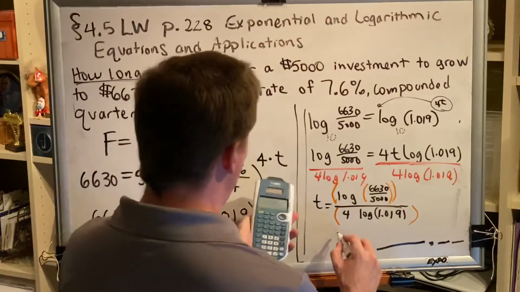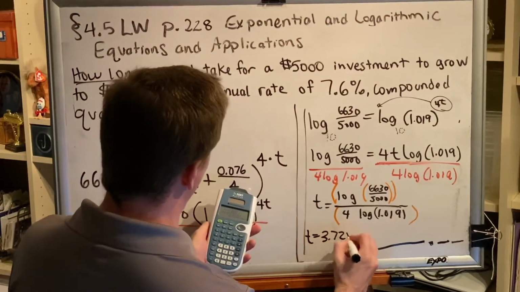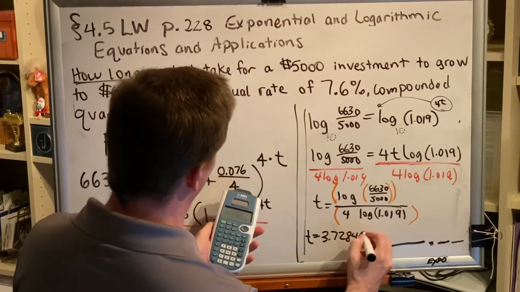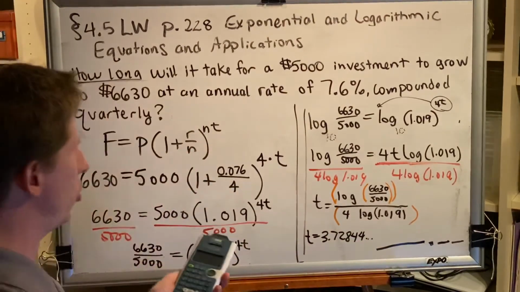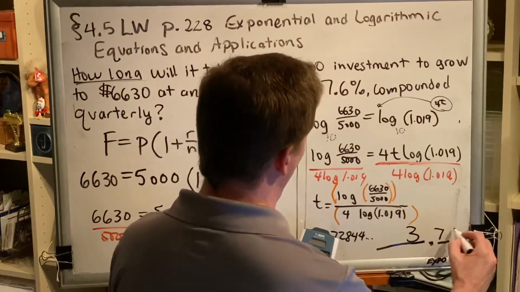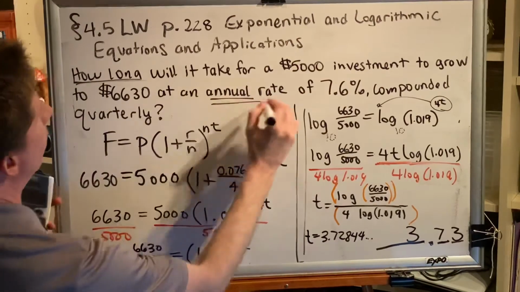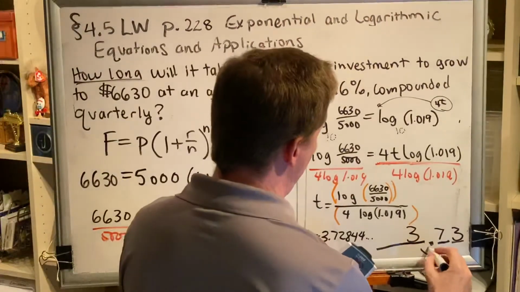So this tells me that t is equal to 3.72844, etc. And rounded to 2 decimal places, this is telling me that I have 3.73. And because this is annual, that represents 3.73 years.